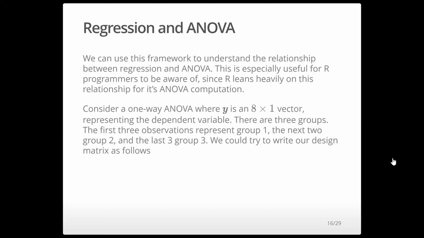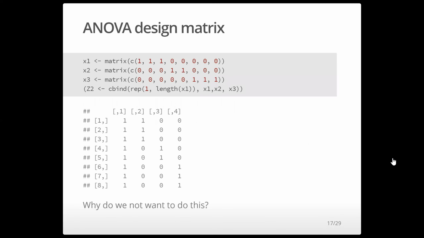So we're going to write our design matrix like this, or we could write our design matrix like this, where we have a column of ones, then a column where it's 1 or 0 for the first group, then a column where it's 1 or 0 for the second group, then a column where it's 1 or 0 for the third group. So here you see the first 3 observations are group 1, then group 2, then group 3. So why wouldn't we want to do it this way? This isn't the correct way to do it, but it is an intuitive way.